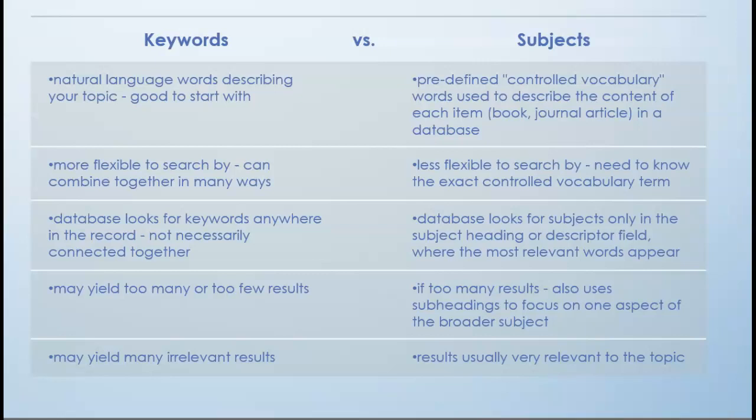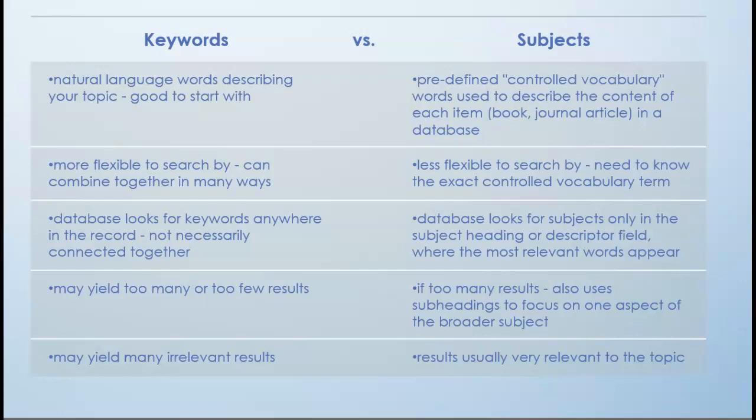First off, what's the difference between keywords and subjects? Keywords are the natural language you normally use to describe your topic. Most of us start there. Whereas subject headings are used by the various databases as a predefined controlled vocabulary that describes each item and its content. Keywords, of course, are more flexible, and you can combine them together in many ways, whereas subject headings, because they're more specialized, are less flexible to search, and you need to know the exact terms that are used.